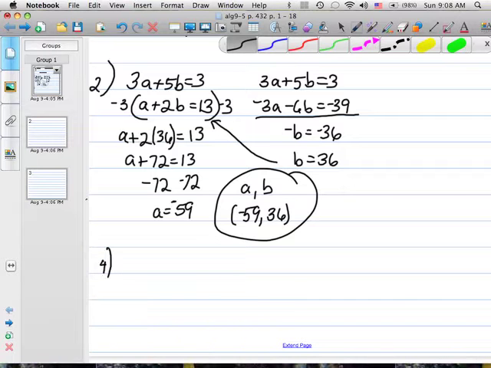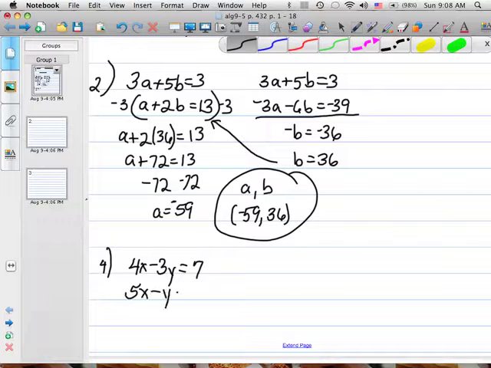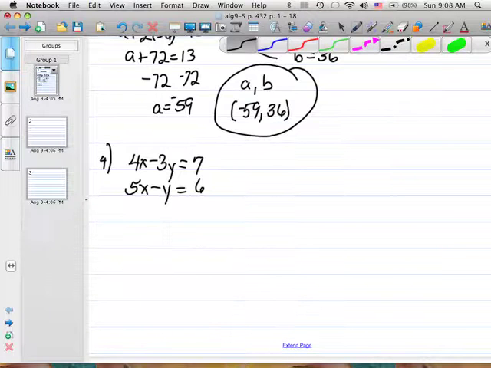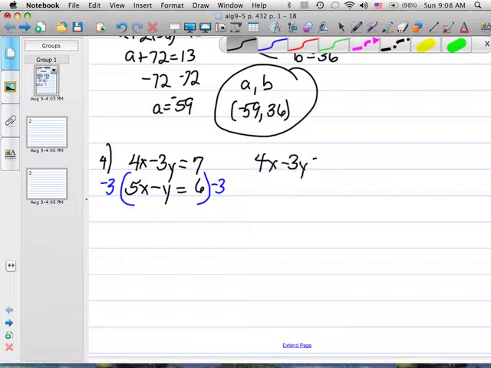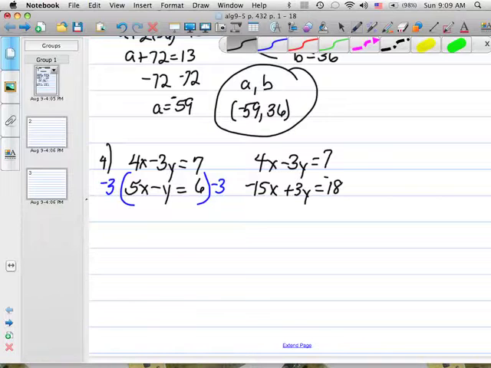Problem number 4, going back to the oral exercises. The system is 4x minus 3y equals 7, and 5x minus y equals 6. I'm going to multiply the second equation by a negative 3. And I choose to do that because that's only multiplying one. Otherwise, if I use the x, I'd have to multiply the 4 and the 5, this equation and this equation, by 5 and maybe negative 4. So this is better. So my new system is 4x minus 3y equals 7, and negative 15x plus 3y equals negative 18. Adding, I get negative 9x equals negative 11.